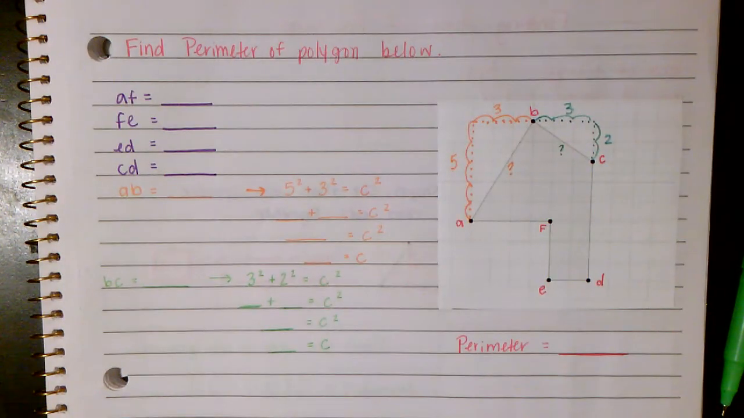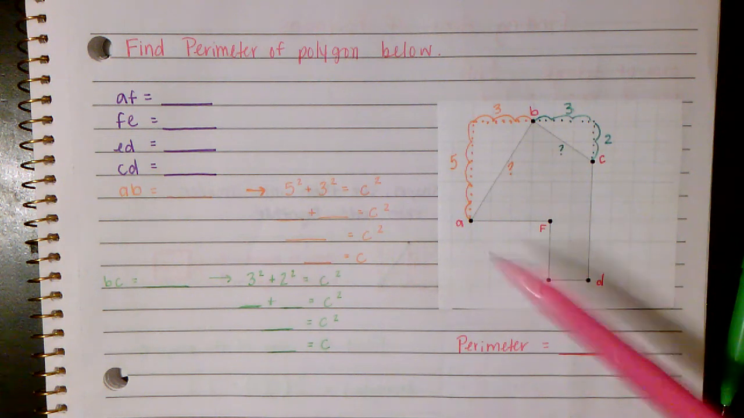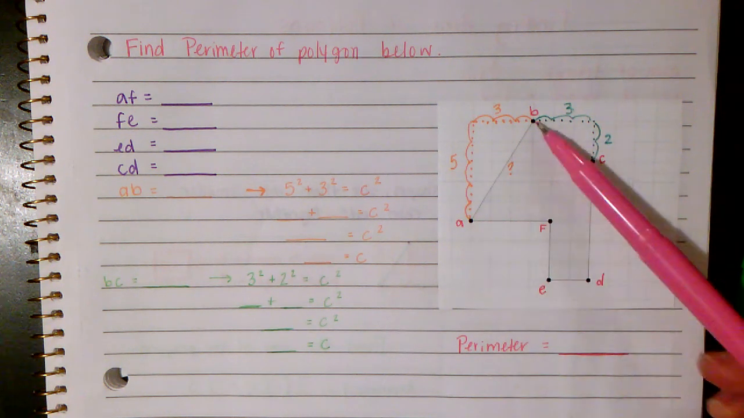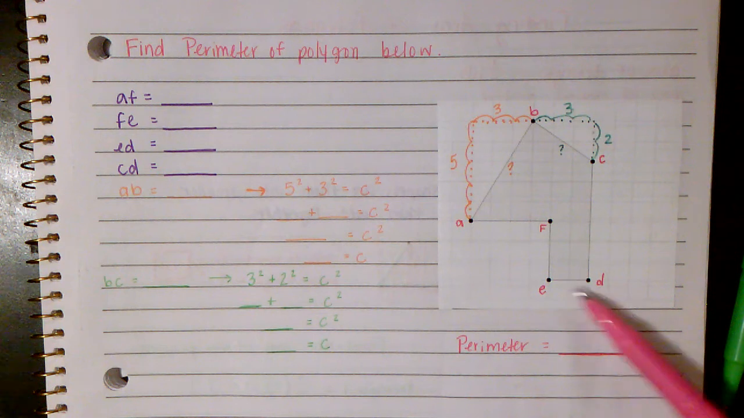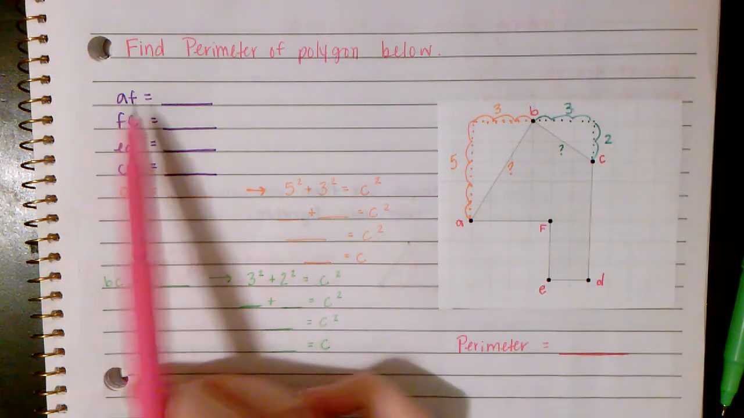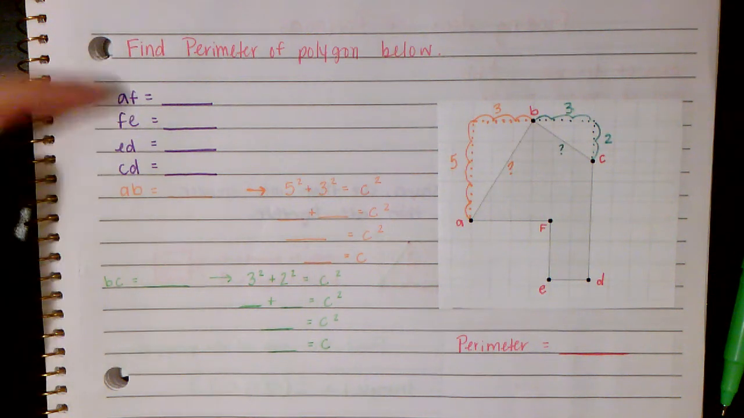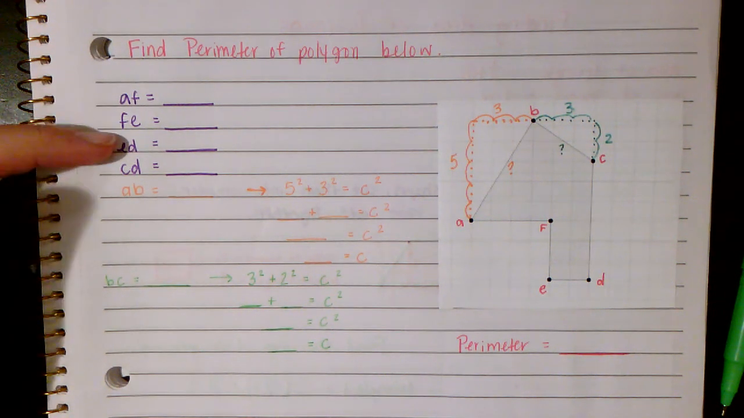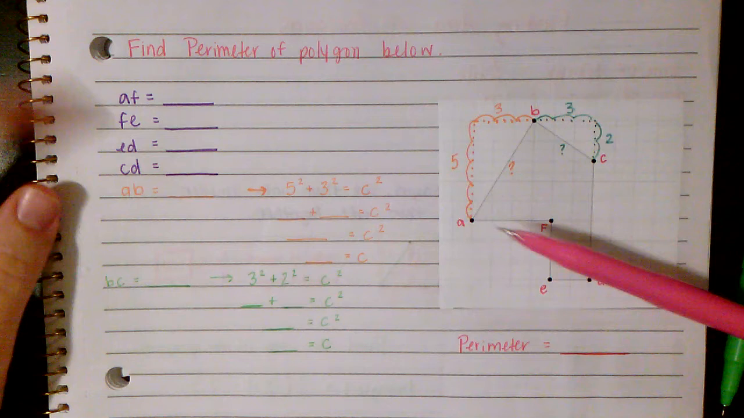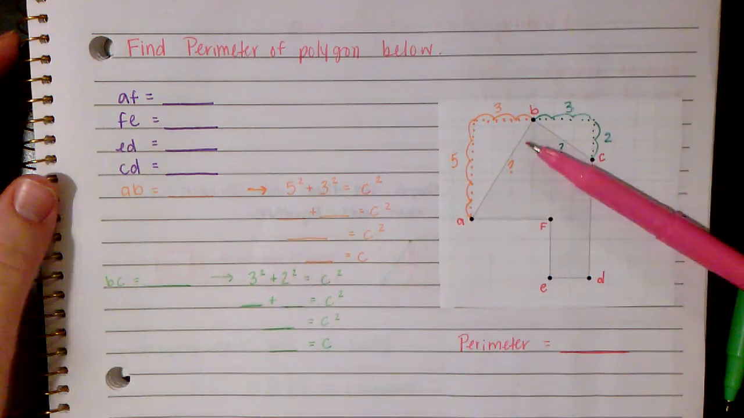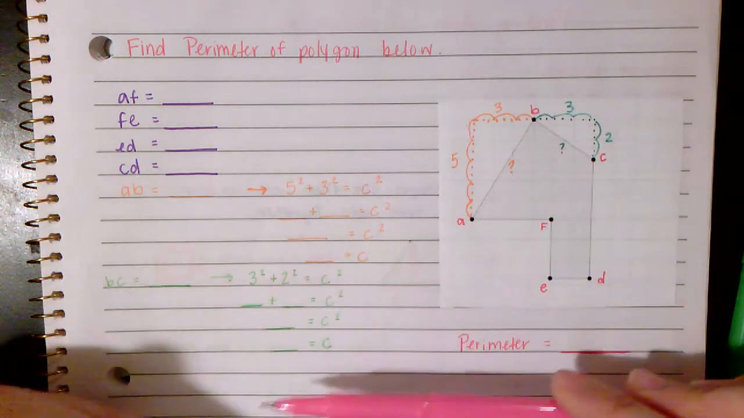Okay, here's our first example. Find the perimeter of the polygon below. So again, I labeled all the points A, B, C, D, E, and F. And I wrote each line segment over here to the side. When I did this, I started with line segments that I could see were horizontal or vertical. So I didn't start with AB because I wanted to work that one out down here.